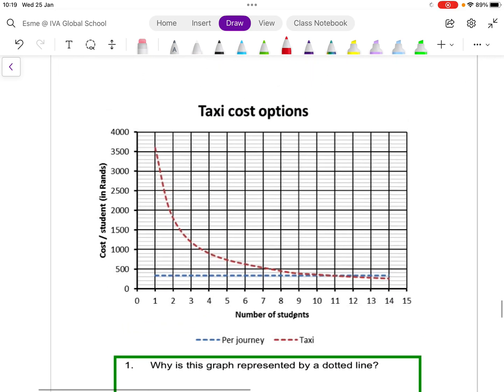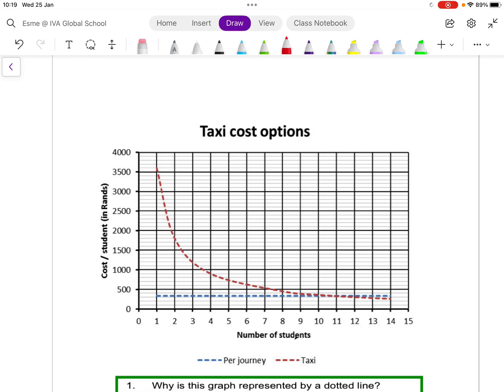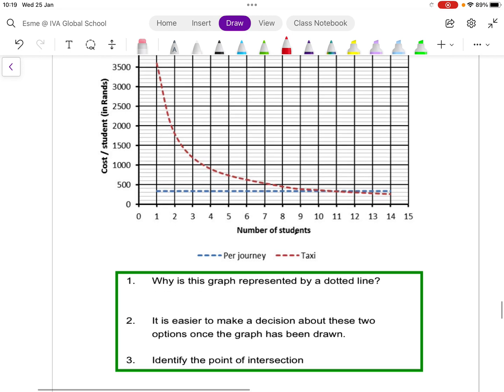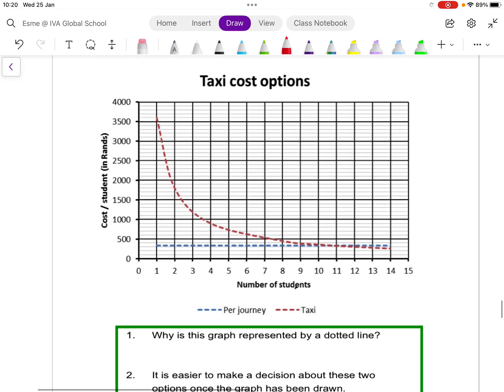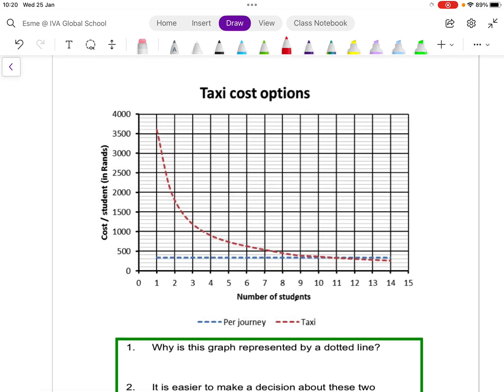Right, there's a better, I've done it more accurately. And this one, it's very difficult to see the break-even point. So per journey, per taxi. Why is the graph represented by a dotted line? Well, remember, you always ask, can I have half a student? No, most certainly not. The student would be dead if you cut them in half. So it is a dotted line because you cannot get half a student, and it is discrete data or counted data. I'm counting the number of students.